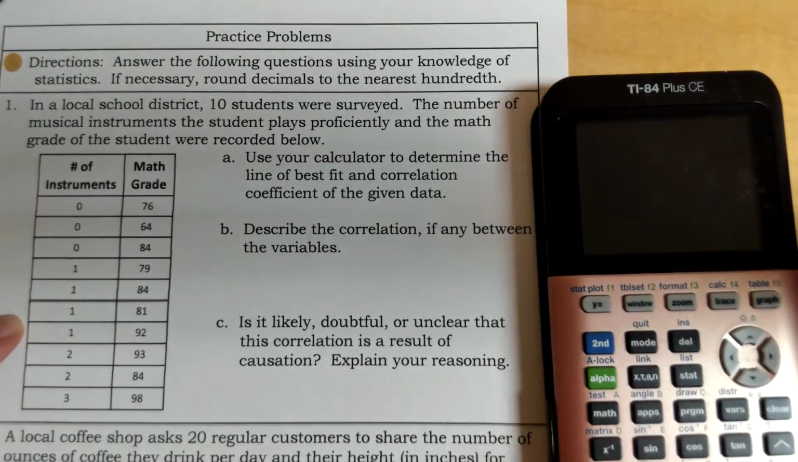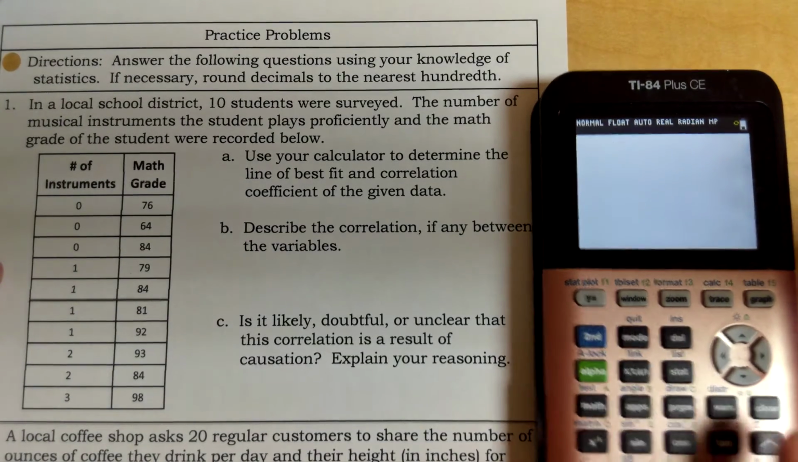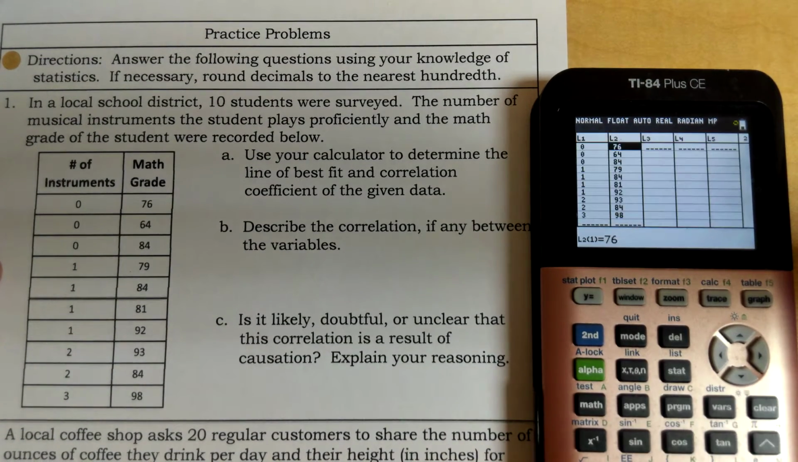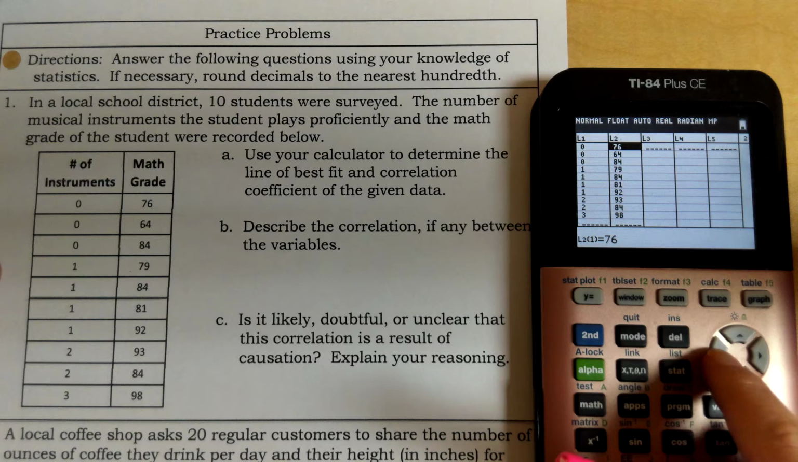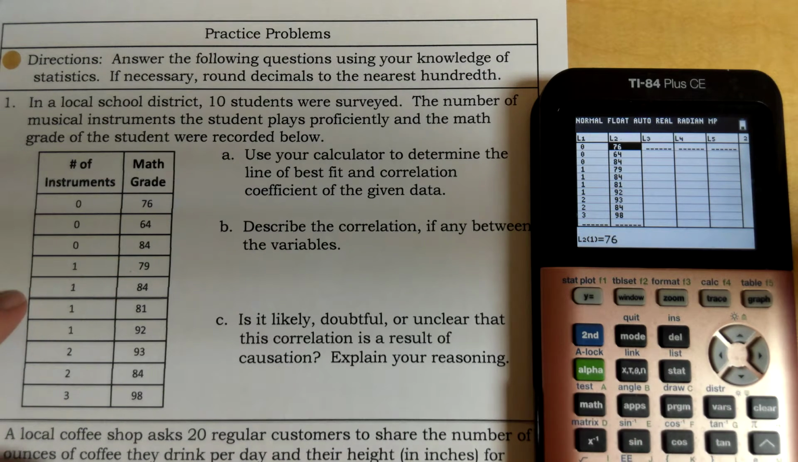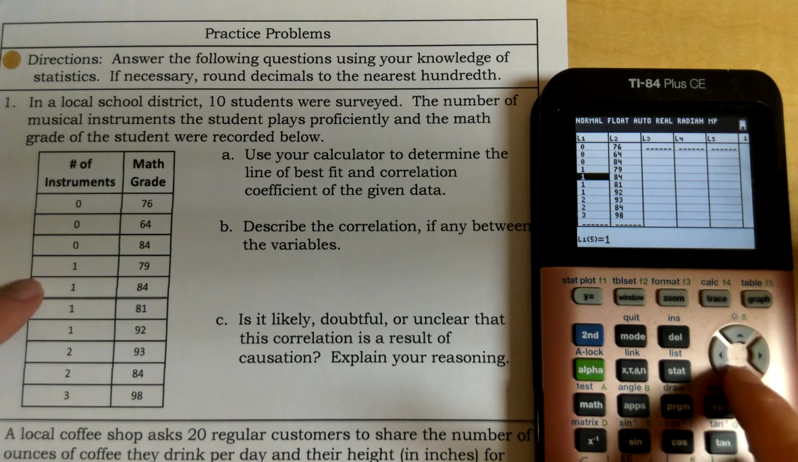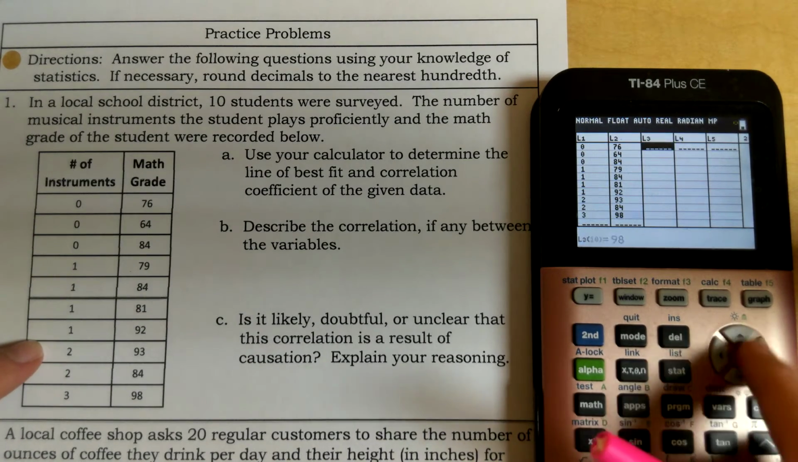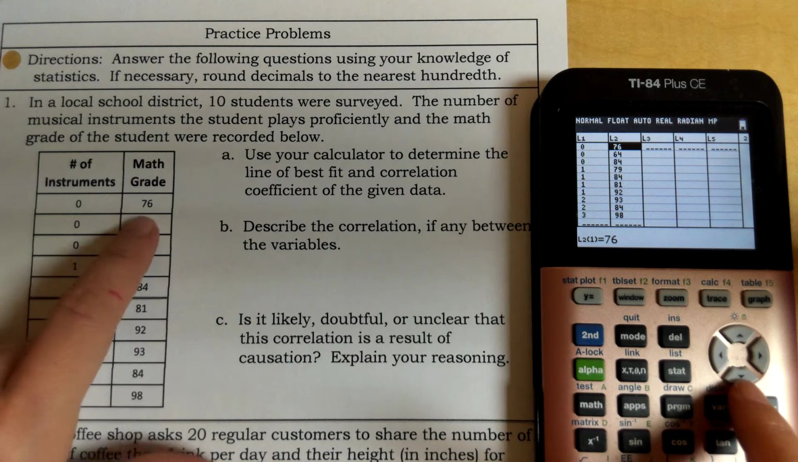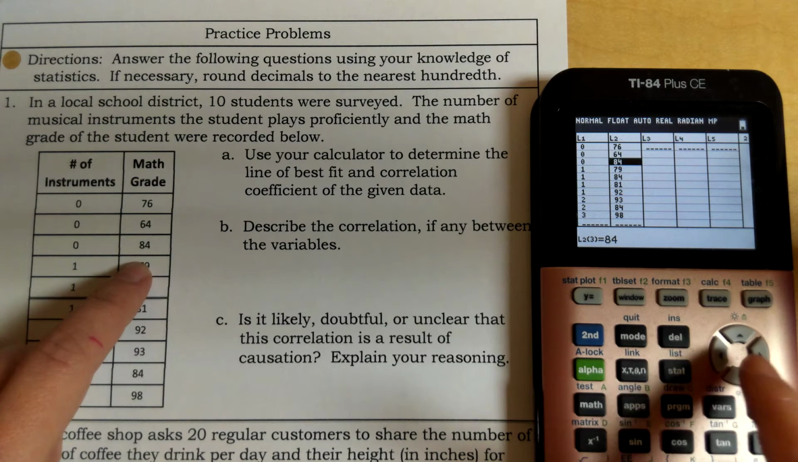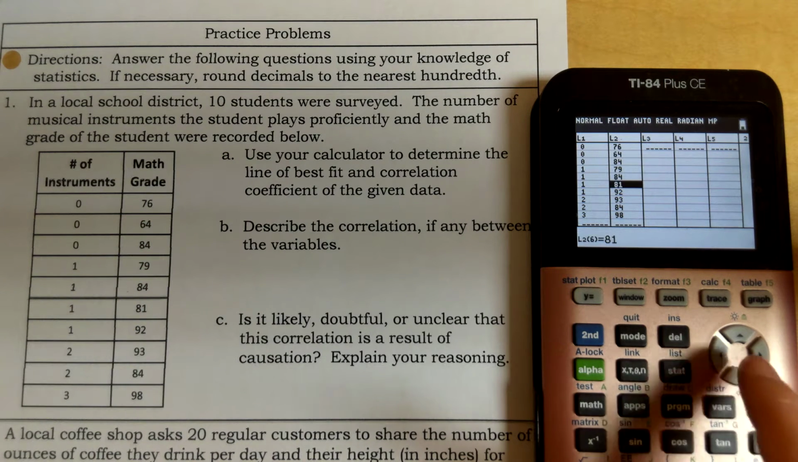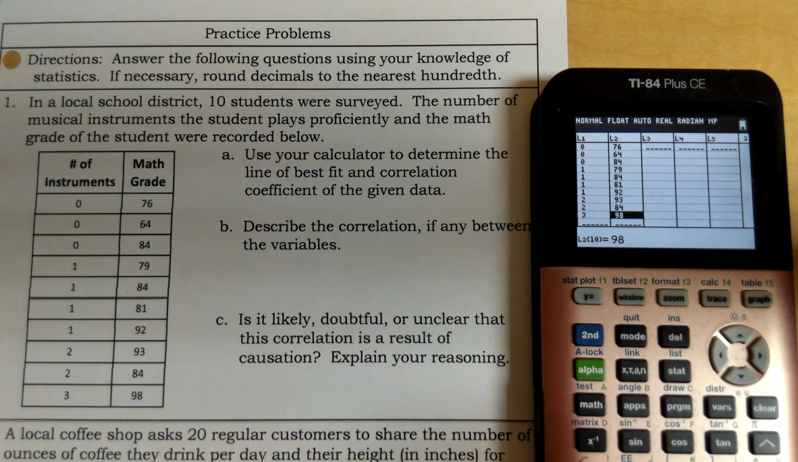So I'm going to go into my calculator, I'm going to turn it on, I'm going to go to Stat, Edit, and I'm going to input my values here. And so my x values are my number of instruments, so I have 0, 0, 0, 1, 1, 1, 1, 2, 2, 3. And then my math grades are my y values, so 76, 64, 84, 79, 84, 81, 92, 93, 84, and 98. Okay.